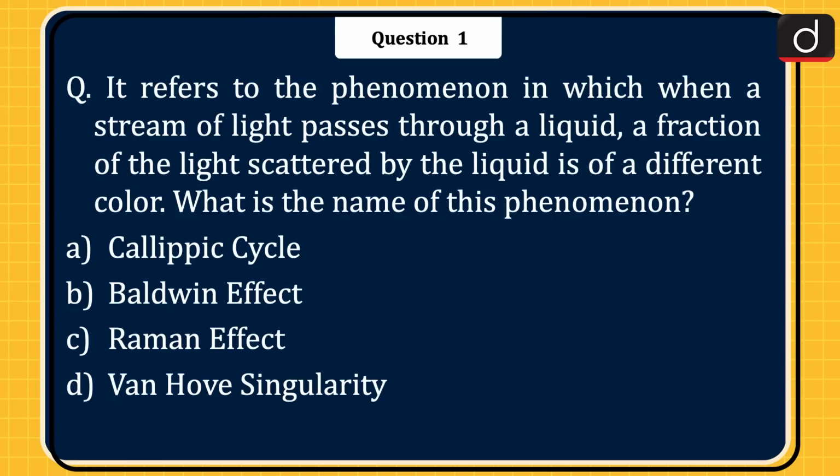It refers to the phenomenon in which when a stream of light passes through a liquid, a fraction of the light scattered by the liquid is of a different color. What is the name of this phenomenon? Callippic cycle, Baldwin effect, Raman effect or Van Hove singularity? The correct answer is option C, Raman effect.